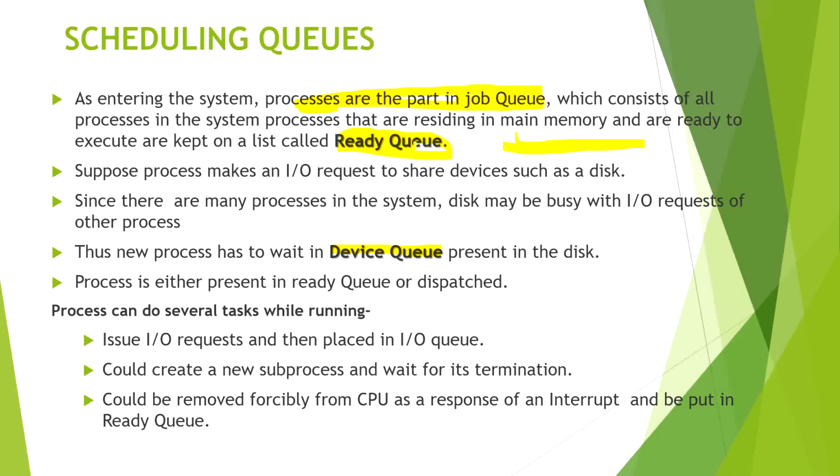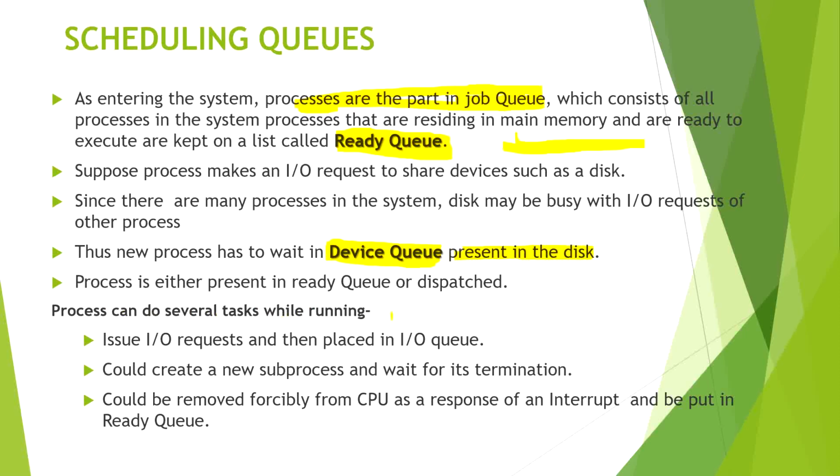It's just like an entrance gate of a building. And what we mean by device queue is that if a process is already running in the memory and it has to wait for input or output coming from any device or going to the device, then it is called a device queue. Because of waiting for the device, its name is device queue, and thus a new process has to wait in the device queue present in the disk.